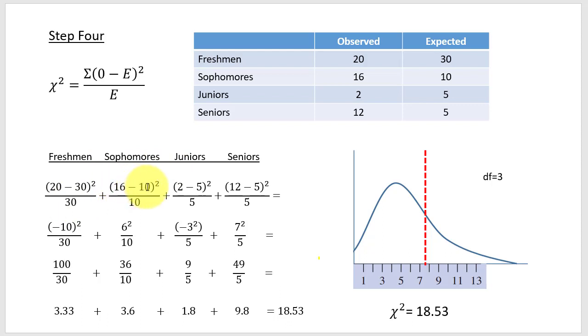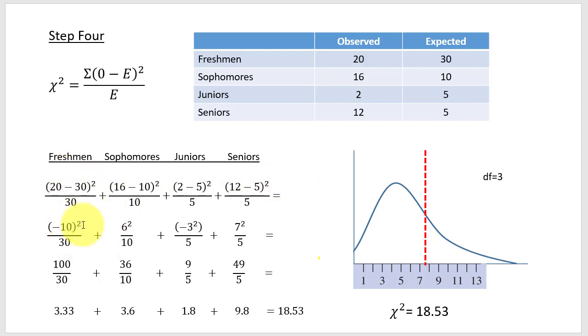We observed 16, expected 10. We square that and divide it by 10. Same thing for juniors. Observed 2 minus the expected of 5 squared divided by 5, which is the expected. And then last for seniors. We observed 12. We expected 5. 12 minus 5 squared divided by 5.